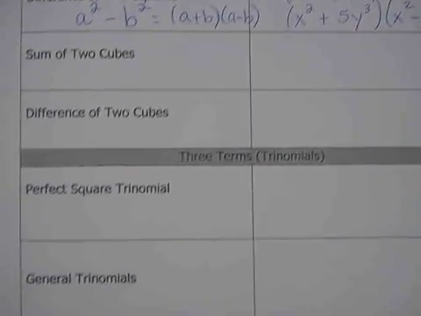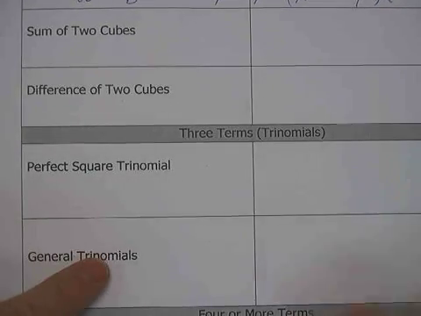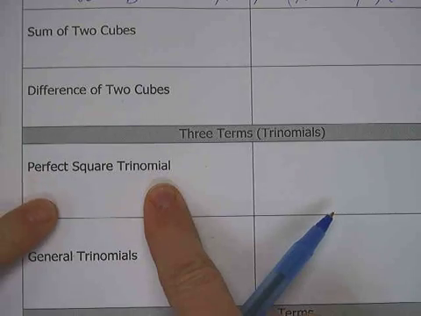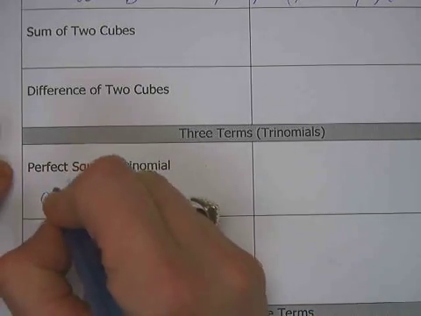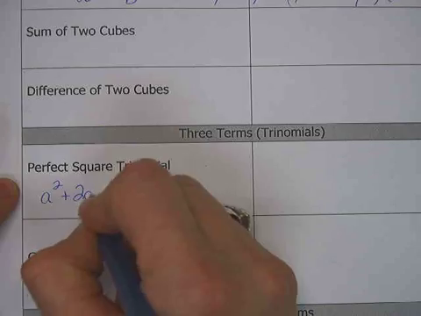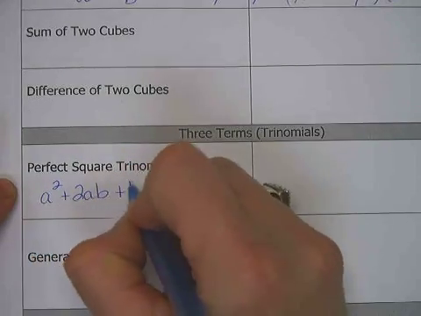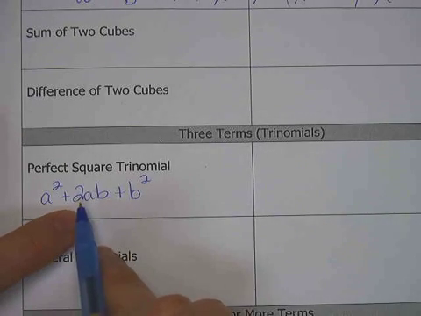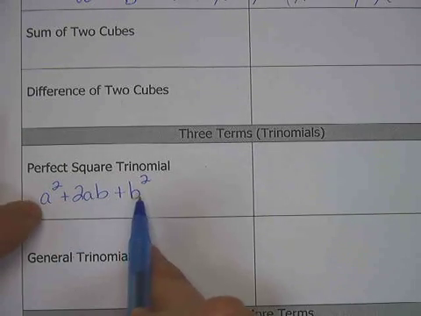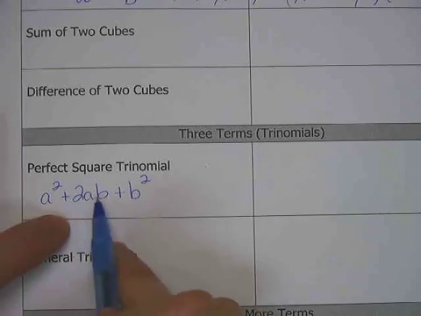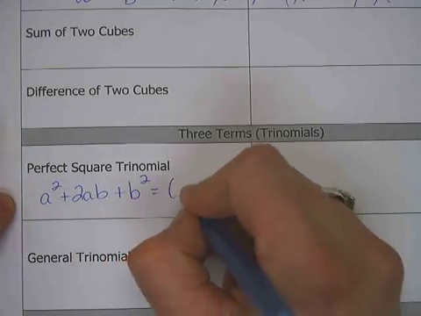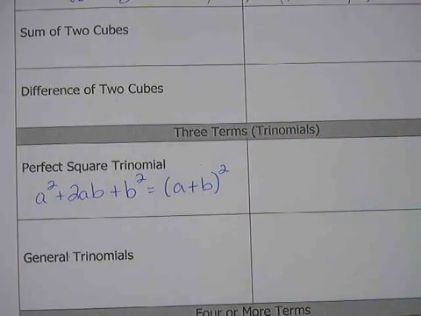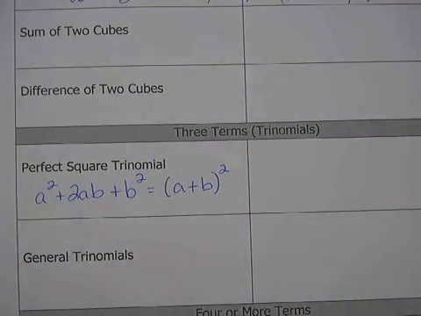Alright, now if you slide further down, we've already filled out the general trinomials, but let's do some work with perfect square trinomials. Remember that the form of a perfect square trinomial is that the first and the last terms both have to be perfect squares, and the middle term is twice the product of the square roots of these two things, so it's 2ab. And we learned yesterday that that factors into the binomial a plus b quantity squared.